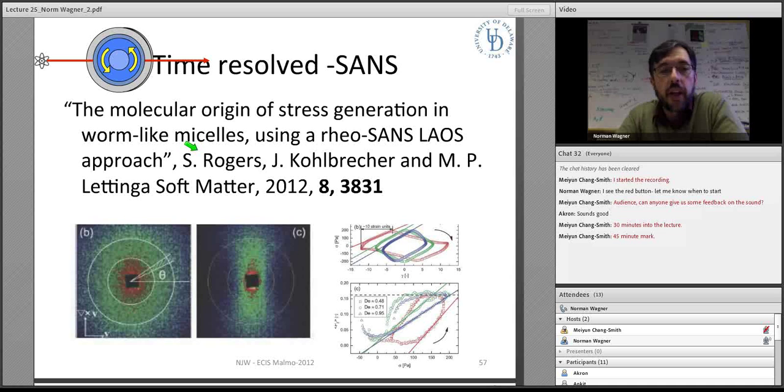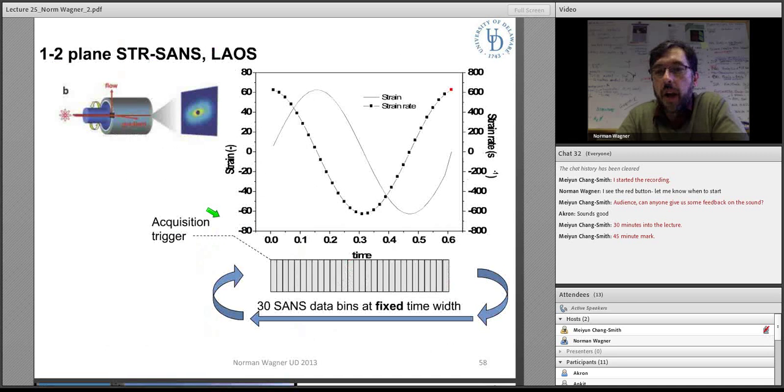But you can see here a worm-like micelle, which is oscillating. So here's one part of the oscillation. Here's another part of the oscillation where it's highly aligned. And one can map these out. So I point you to this reference in Soft Matter. Similarly, the idea is to do stroboscopic SANS. Okay? So our rheometer is now oscillating.